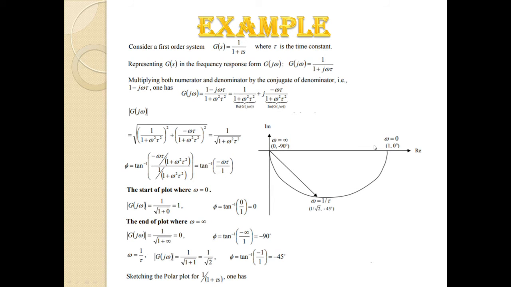Next, we join the magnitude 1 at the 0 degree line, then the magnitude 1 by root 2 at the minus 45 degree line, and at minus 90 degree the magnitude 0. If we draw this, we complete the polar plot of the transfer function G(s) equal to 1 by 1 plus s tau, where tau represents the time constant of the system. So, in this way, we can easily plot the polar plot of the transfer function.